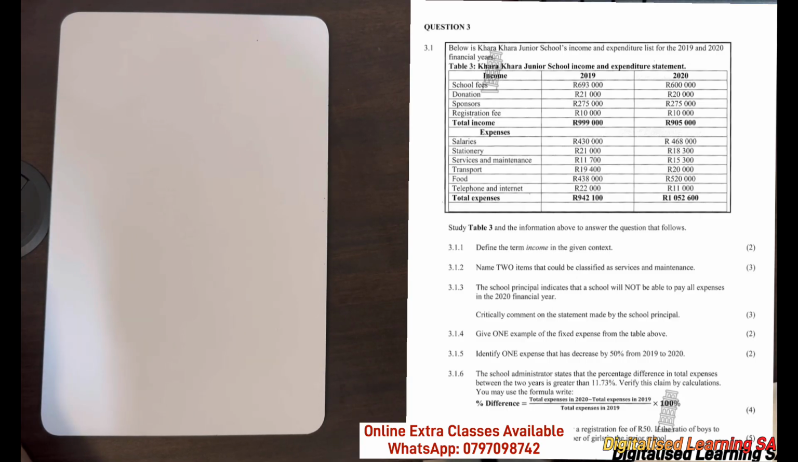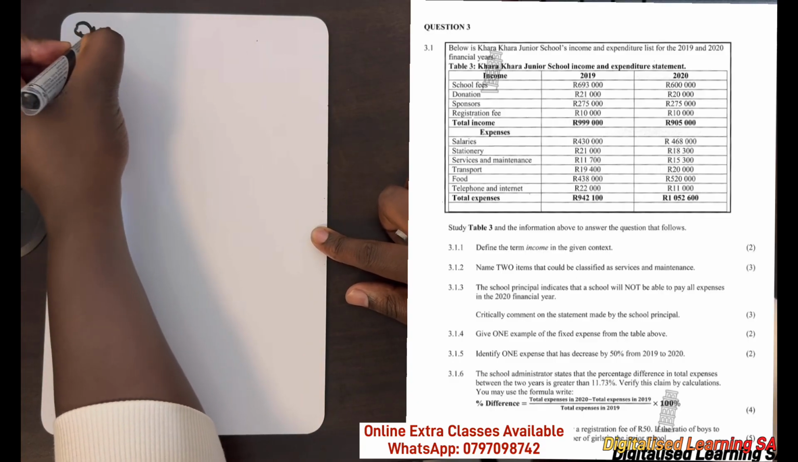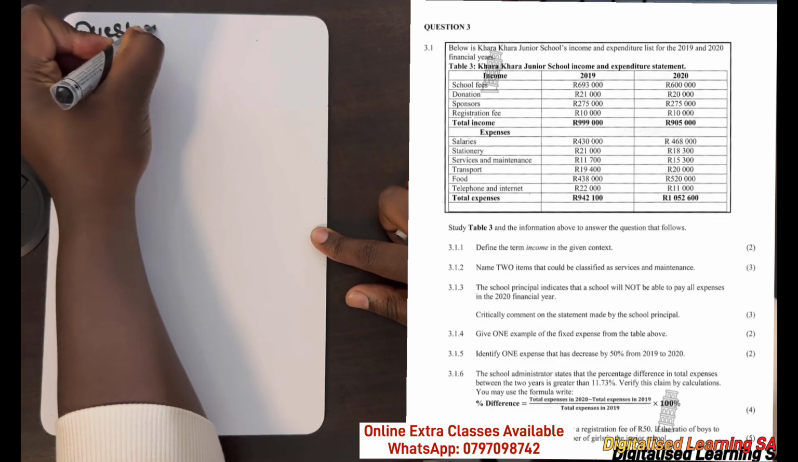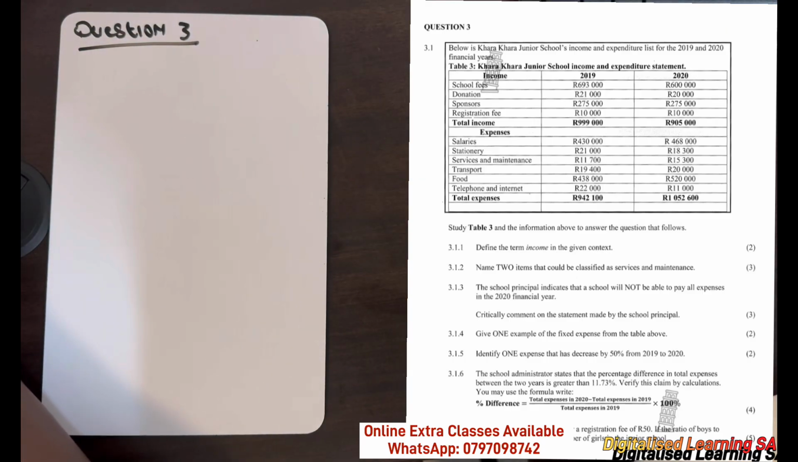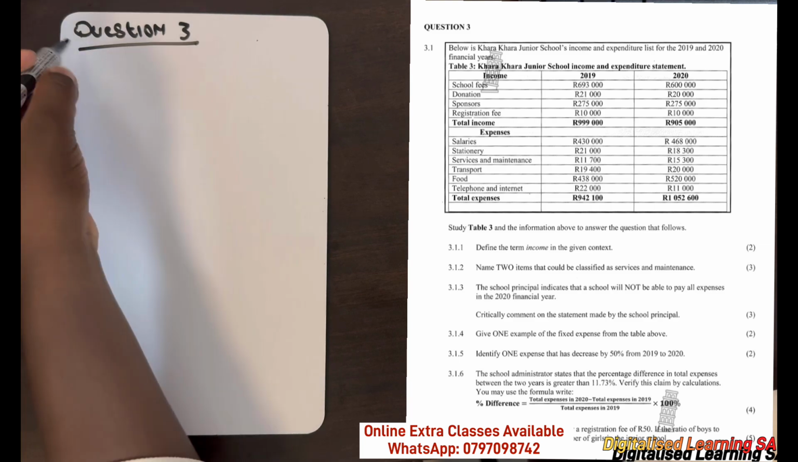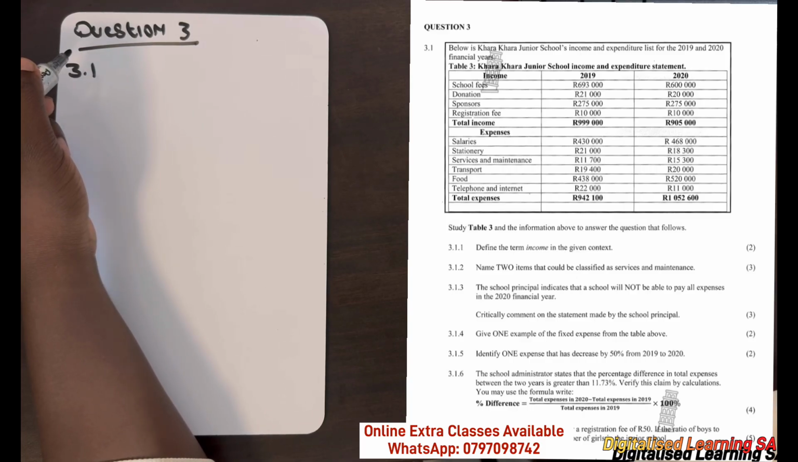So we are going to start with question 3. So without wasting any time, we will go ahead and answer question 3.1. So we are told that below is Kara Junior School's income and expenditure list for the 2019 and 2020 financial year. Table 3, Kara Junior School income and expenditure statement.